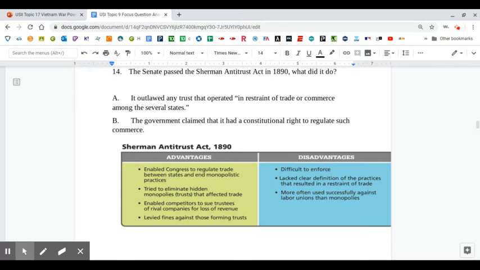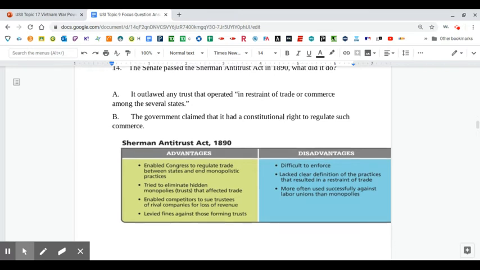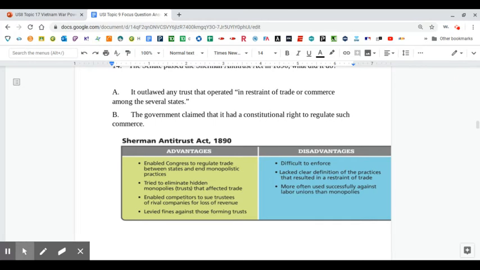Another potential solution during this period of time in history was the Sherman Antitrust Act, passed in 1890. It outlawed any trust that operated in restraint of trade or commerce among several states. The government claimed that it had a constitutional right to regulate such commerce. Some of the advantages, as you can see in the little visual here: it allowed Congress to regulate trade between states and end monopolistic practices. They tried to eliminate hidden monopolies or trusts that impacted trade. This enabled competitors to sue trustees or rival companies for loss of revenue. It also levied fines against those forming trusts.